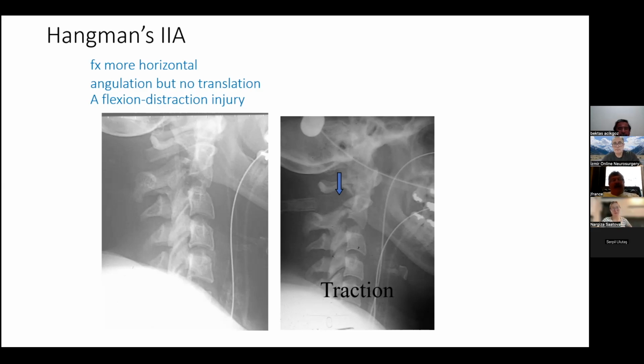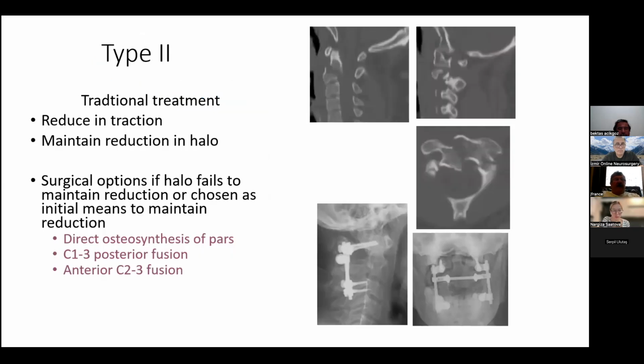So it was very important to recognize this. Today, we almost never treat these in cervical traction and rarely a halo, so it becomes a little bit of a moot point other than recognizing this is a different mechanism of injury. So the type 2 is probably one that we have the most controversy about.